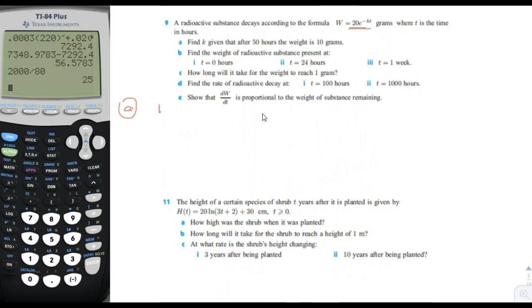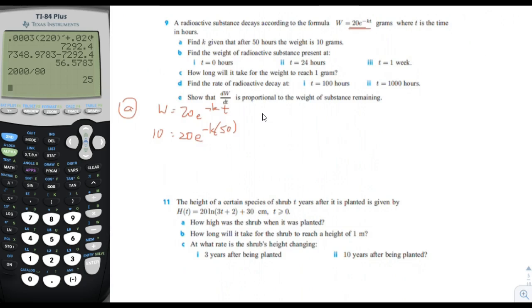So first we write the function, and then they say to find the K such that after 50 hours the weight is 10 grams, so we're going to put 10 in for the weight, and then the K is just going to be K, and then the t is going to be 50 hours. Okay, and then let's see, we're going to solve for the K there. We could use natural log.